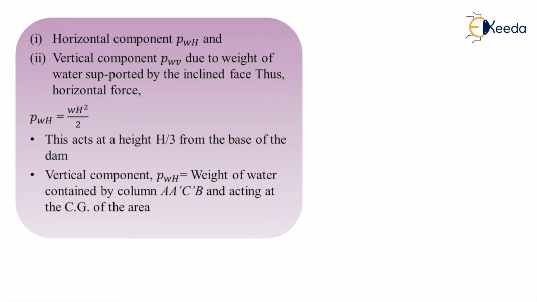To find out the horizontal component, we use the formula half into gamma into h square. Gamma is the unit weight of water, h is the height of water on the upstream side. If we want to find this horizontal component on the downstream side also, then h dash is nothing but the height of tailwater.